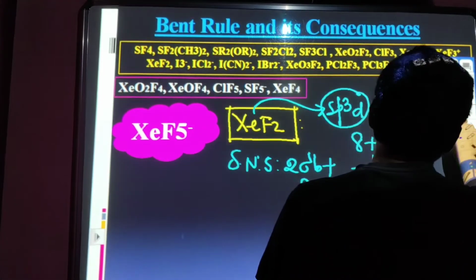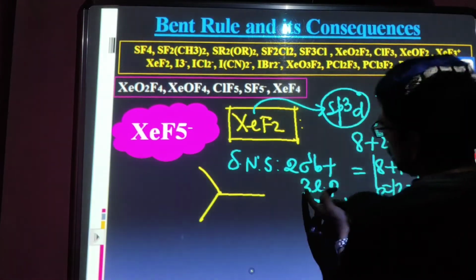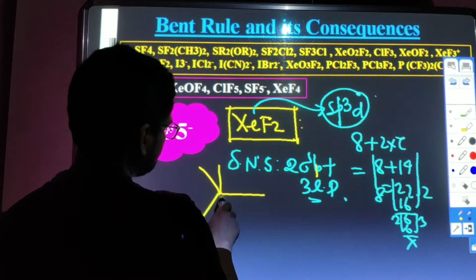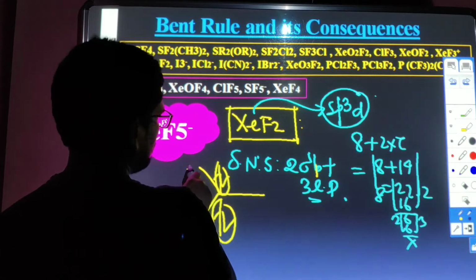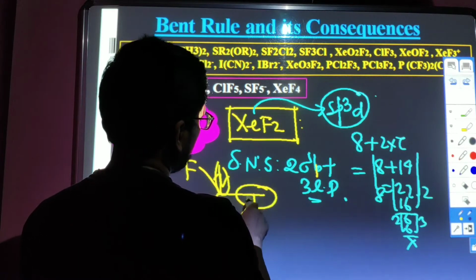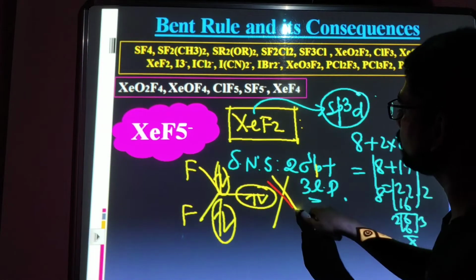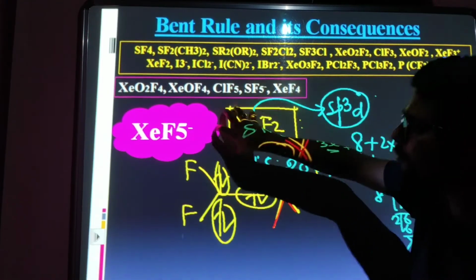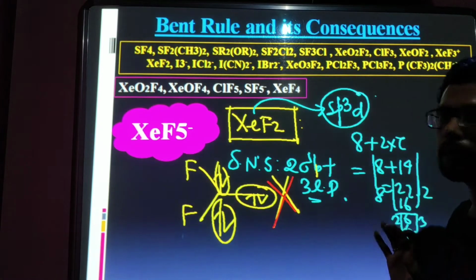Now again the question is, I have to put the sigma bond pair and lone pair. Can I put it like this? Lone pair here, F here, and one more lone pair here. Can I put it? No, you cannot. Arbitrarily, you cannot put. Once you know the Bent rule, you can easily draw the shape successfully without facing any problems. In no time, you can do it.